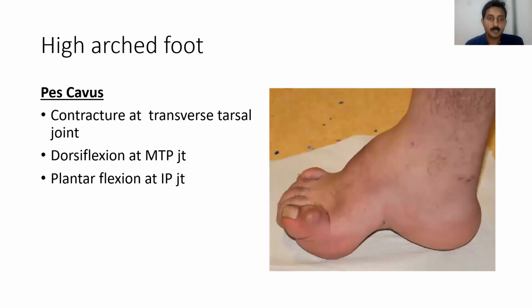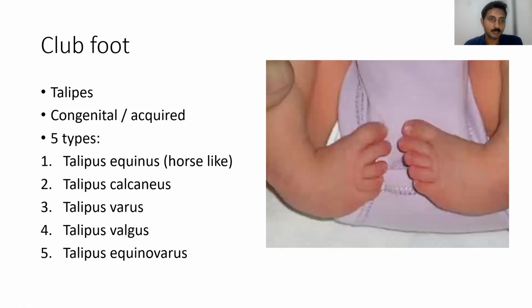There is a term called pes cavus. Pes cavus is just the opposite of pes planus. Here we have more arch. This is called pes cavus. Another name is the high arched foot. Why does it happen? Because of the contracture of the transverse tarsal joints. So they will have dorsiflexion of the MTP joint. MTP is the metatarsophalangeal joint, with dorsiflexion, and plantar flexion at the interphalangeal joint. So this is pes cavus. It's also a clinical picture related to the arches of the foot.